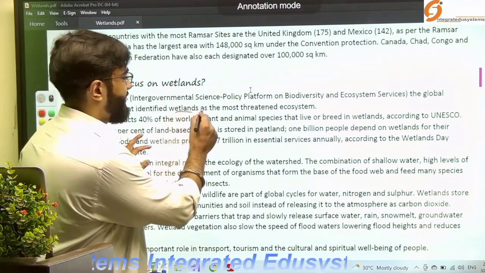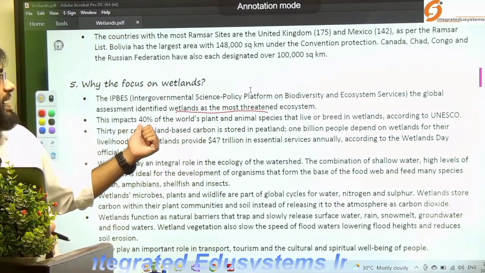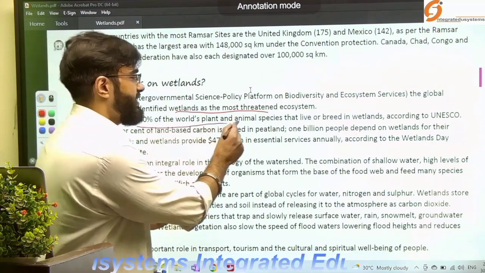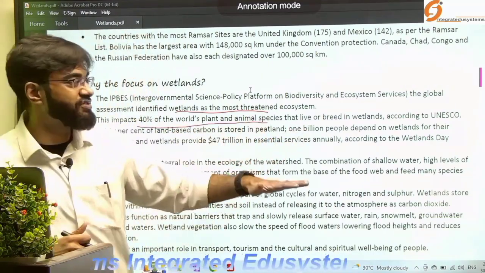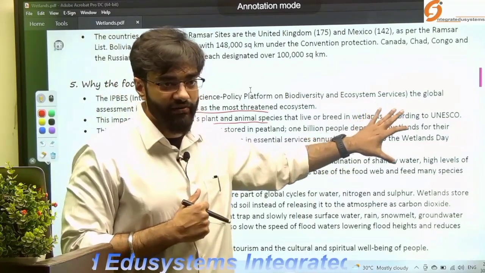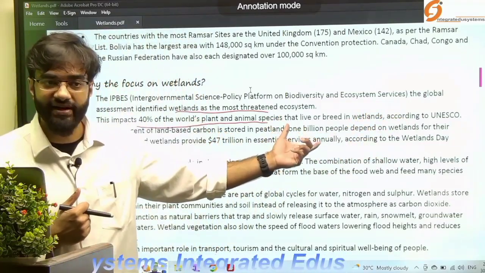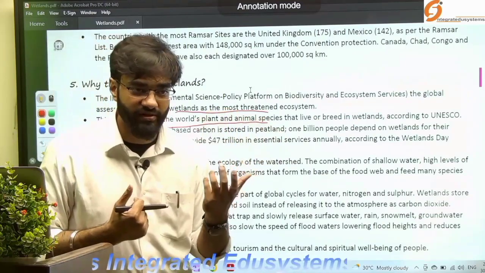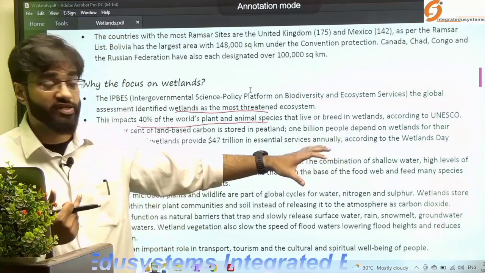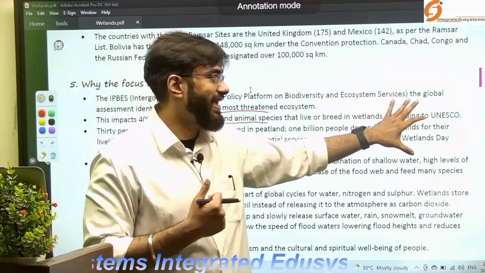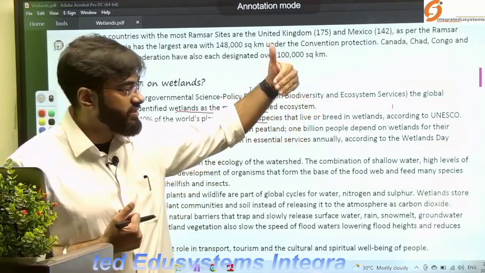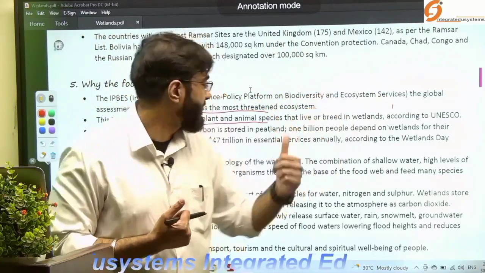Then this impacts 40% of the world's plant and animal species. It's not that the water is actually standing there at 6 meters at low tide. If you consider, like we have the Koleru Lake wetland, it is often in the news that a lot of bird species are there, especially with regard to climate change. As the climate is changing, there was news about the Amur falcon, which is part of the Central Asian Flyway.